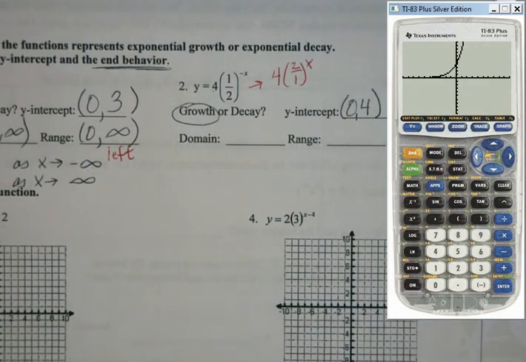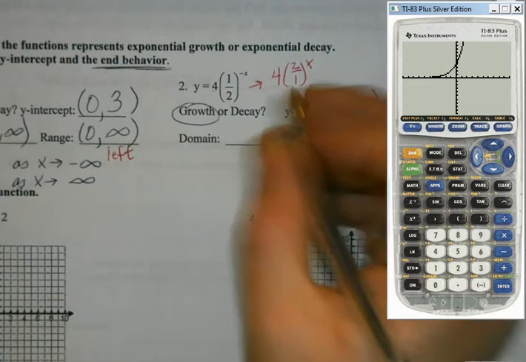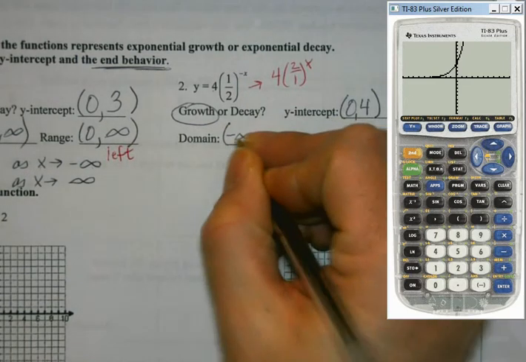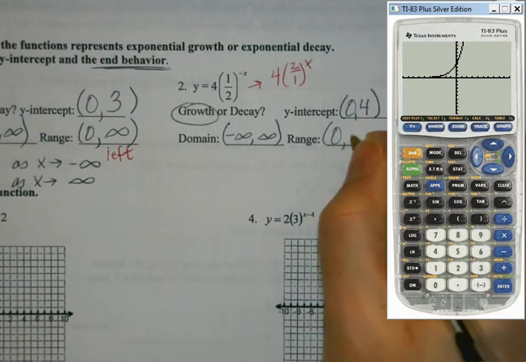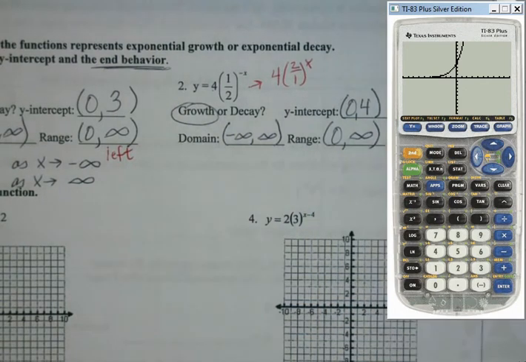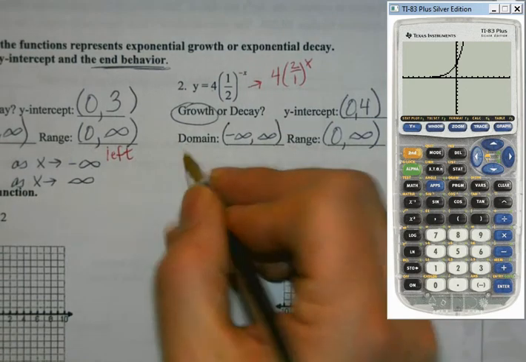What about my domain and range? Still negative infinity to infinity. The x values will still keep going forever, both to the left and right. And my range? Yeah, it looks a lot like the last one I did. 0 to infinity. Well, if it looks a lot in behavior like the last one did, I wonder if the end behavior is going to act the same way.